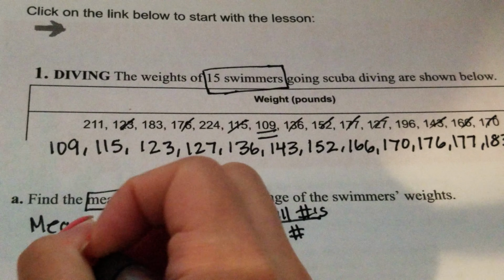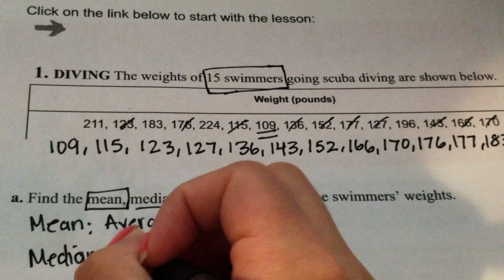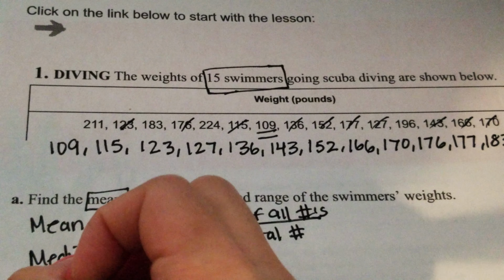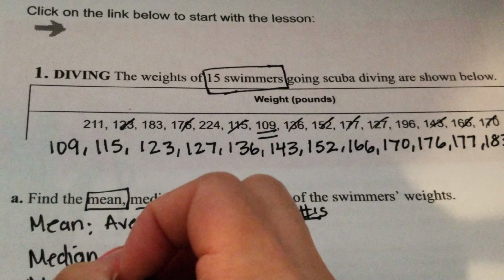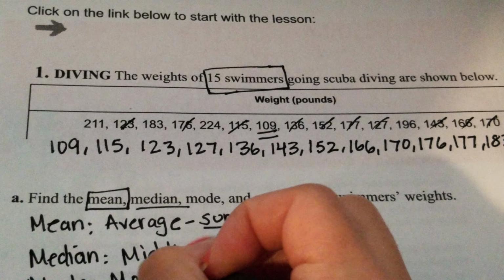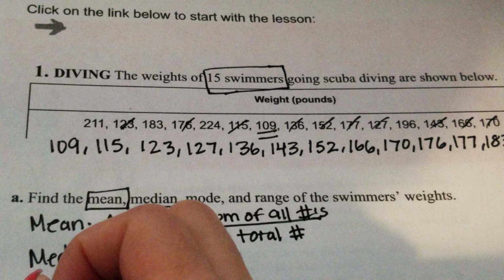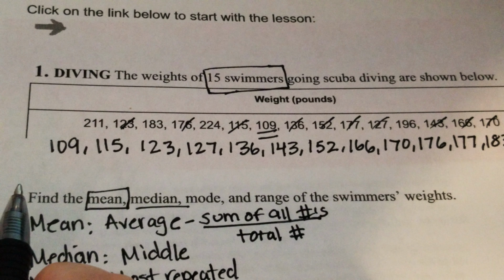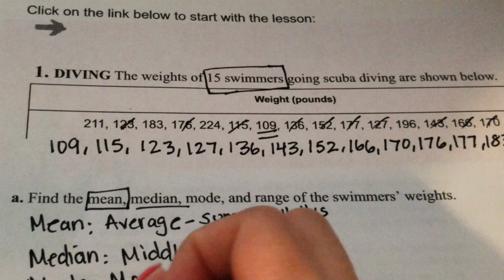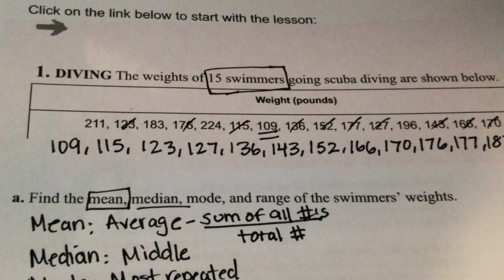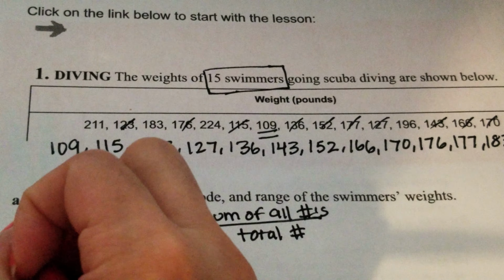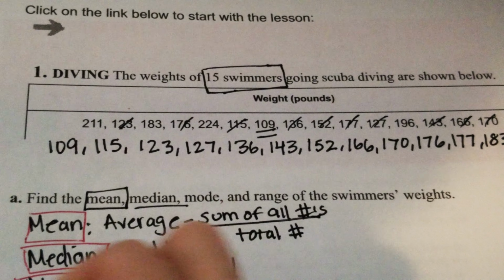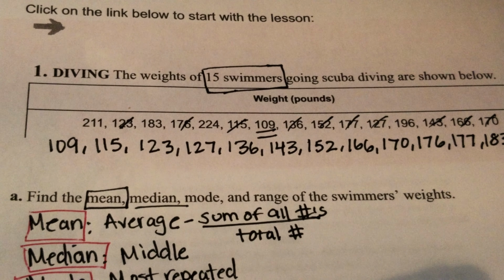Next is the median. The median is the middle number. Mode is the most common number or most repeated. And the range is the difference between the greatest value and the smallest value. So I'm gonna write the maximum value minus the minimum value, okay? So mean, median, middle number, mode, most repeated, range, the difference between the maximum and the minimum.